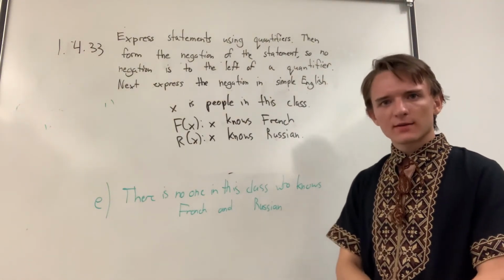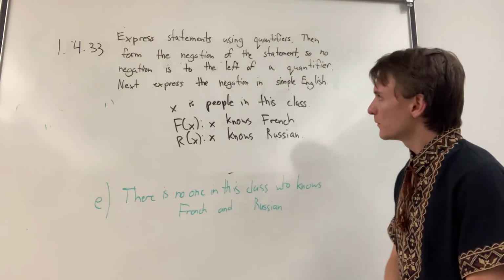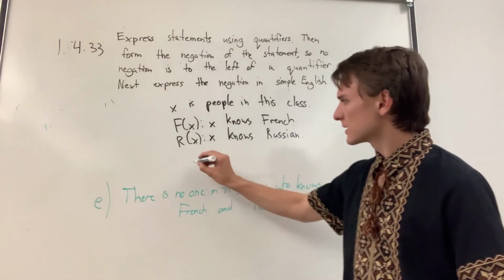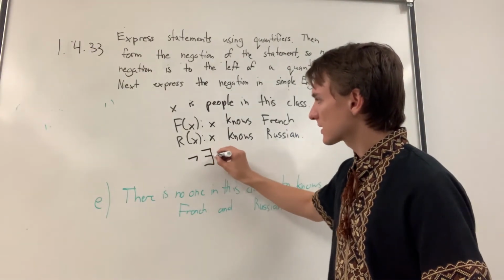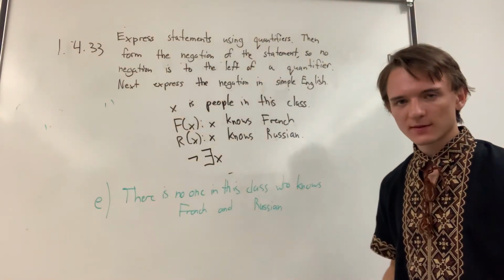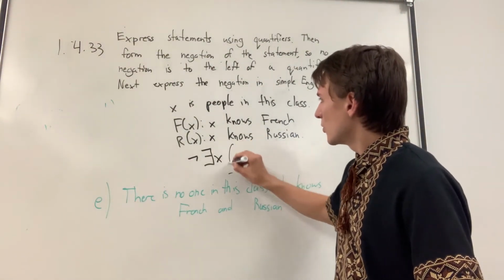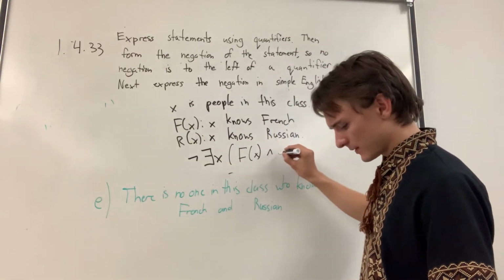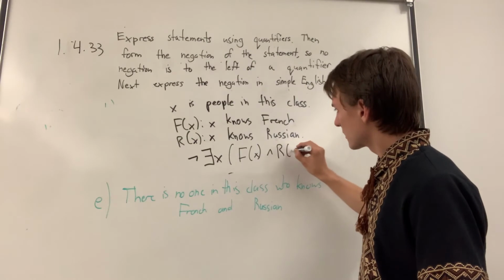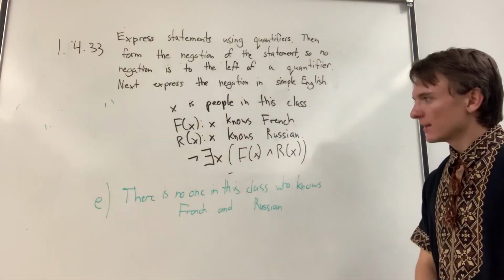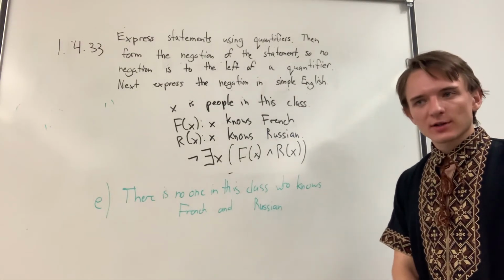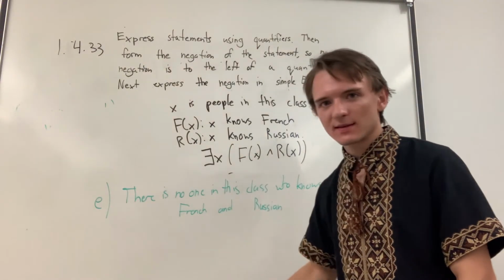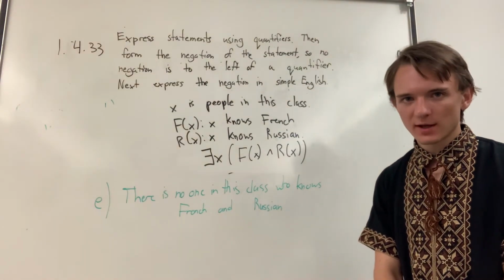So how would this look in mathematical notation? Well, there's no one, which means there does not exist an x. There's nobody in the class who knows French and who knows Russian. So what does the negation of that look like? Well, the negation is just removing that negation symbol, and we're done.